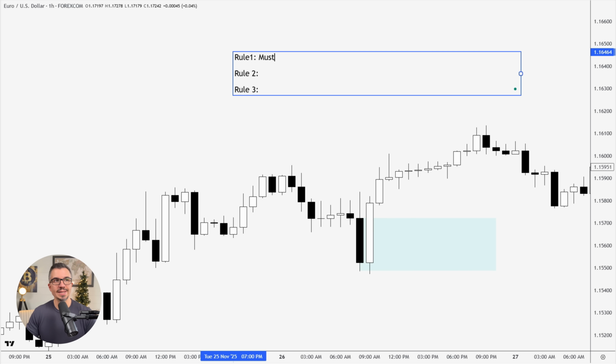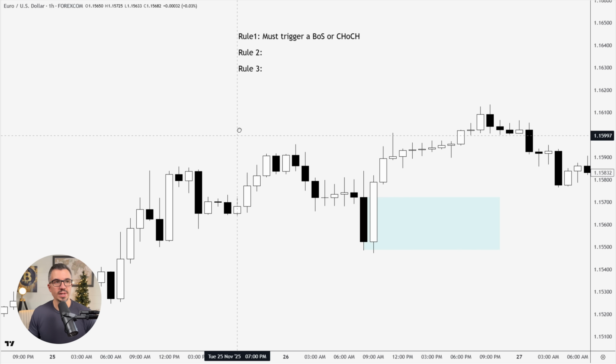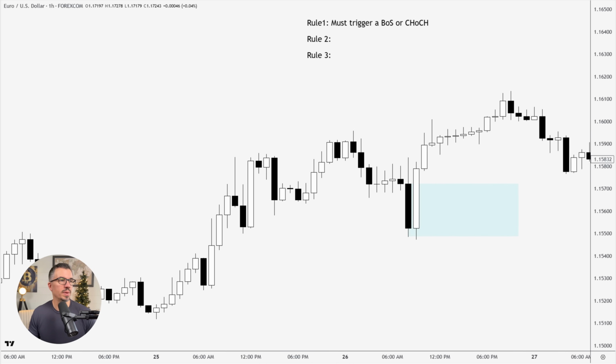So rule number 1 is that it must trigger a break of structure, okay, or a change of character. So very simple, right? We have to have displacement from the market in order for it to be a valid order block. Now, looking back here, let's take a look at this price action, and I want to clear something up here in this video, even though it's not about this topic. This is important for identifying the best order blocks.